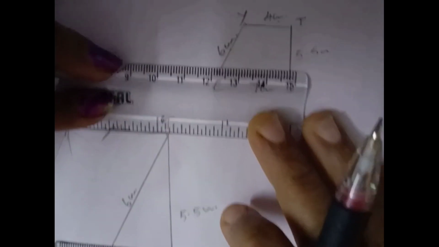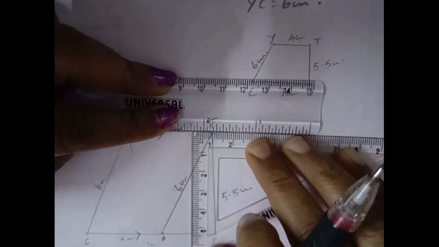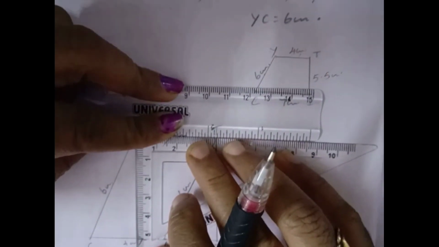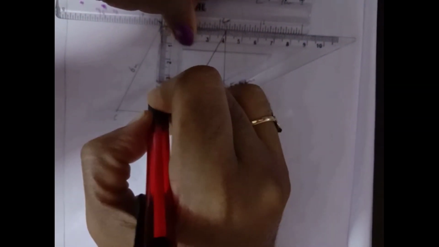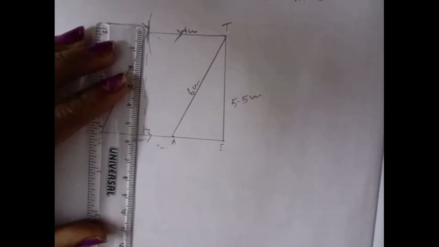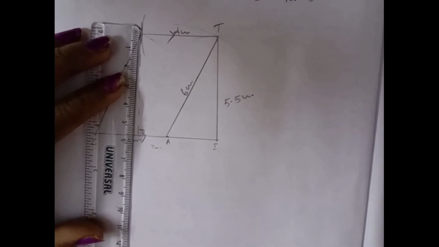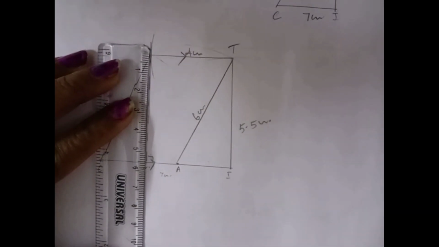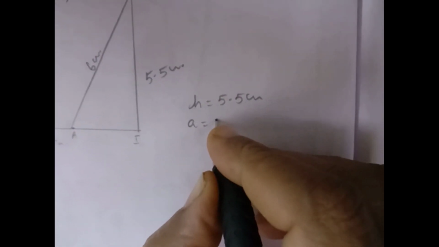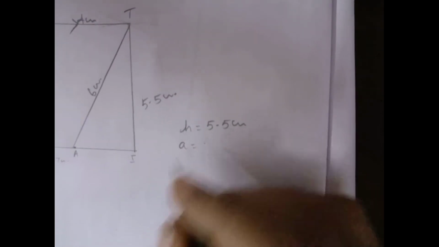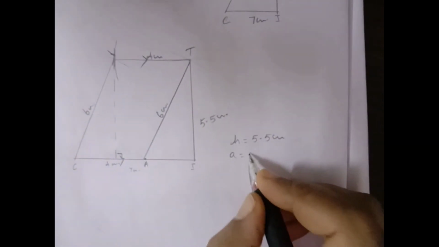Hold the scale on the base. Move the set square to 90 degree to measure height. H is equal to 5.5. A equal to 7 centimeter and B equal to 4 centimeter.